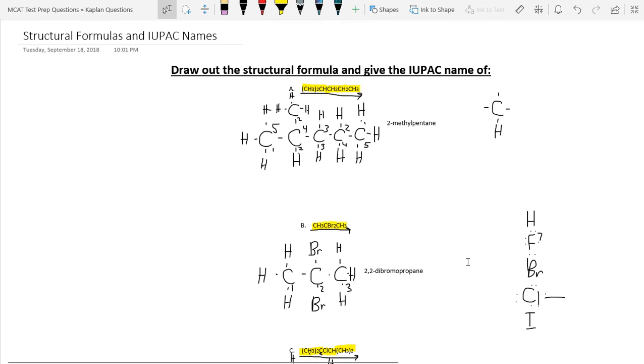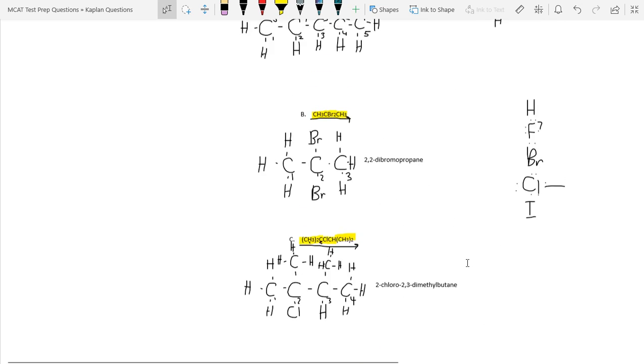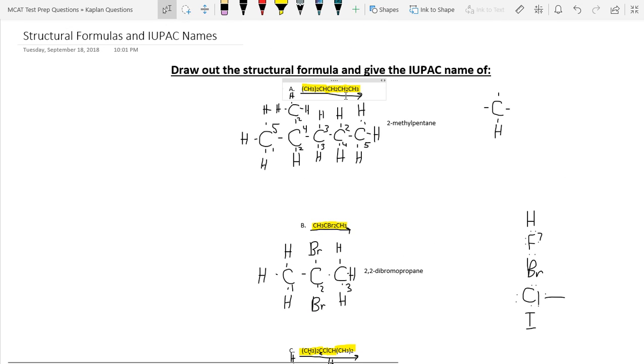And that is the structural formula and IUPAC name of all 4 of them. All you have to do is go from left to right, just draw it out the same way it's given as the molecular formula.